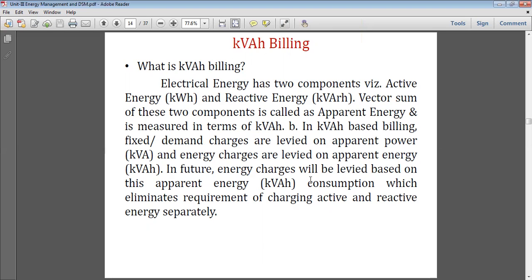In future, energy charges will be levied based on the apparent energy, that is the kVAH consumption, which eliminates the requirement of charging active and reactive energy separately. So if you look at the electric bill, it is quite complicated. Now the electric bill becomes simple because there is only one charge, that is based on the kVAH.